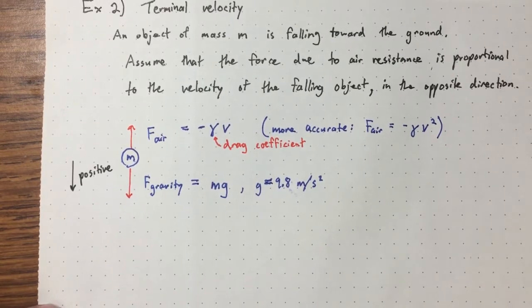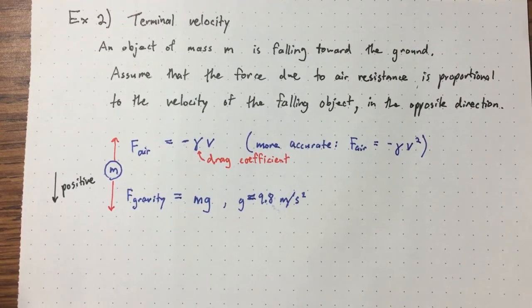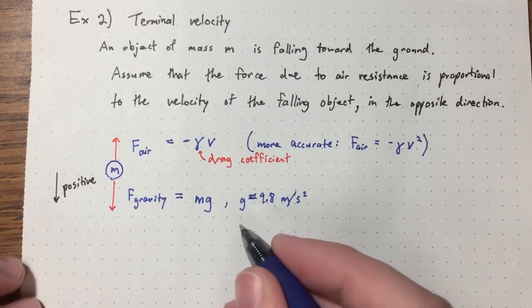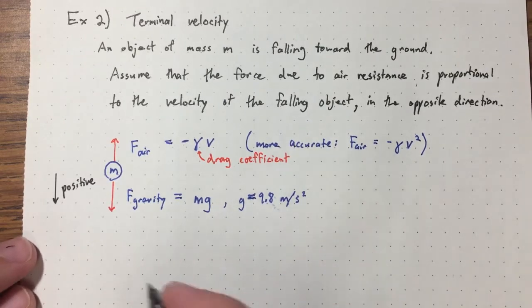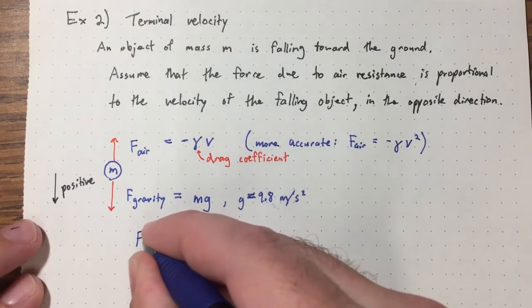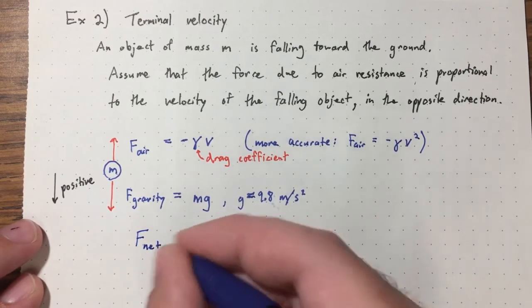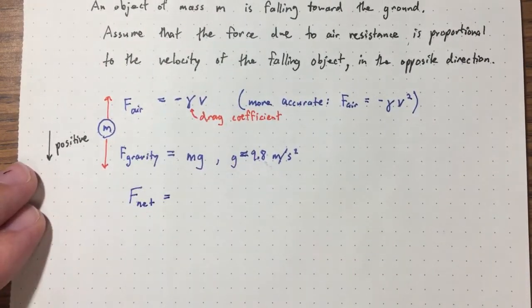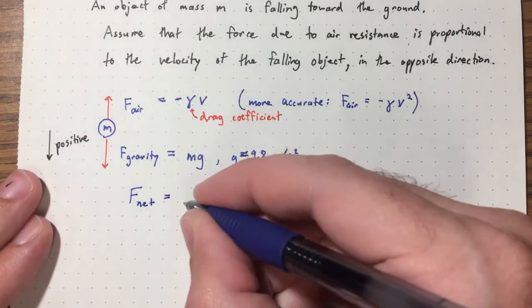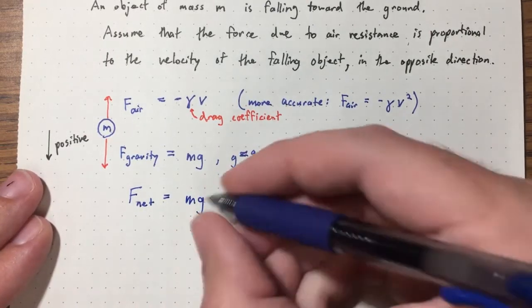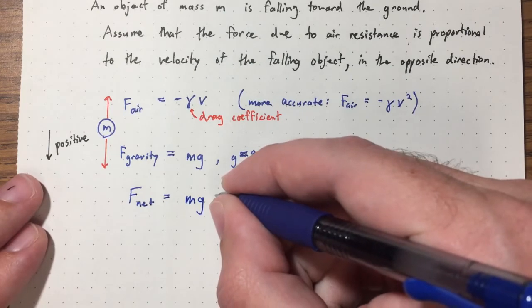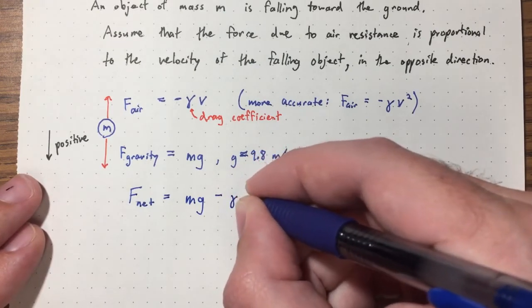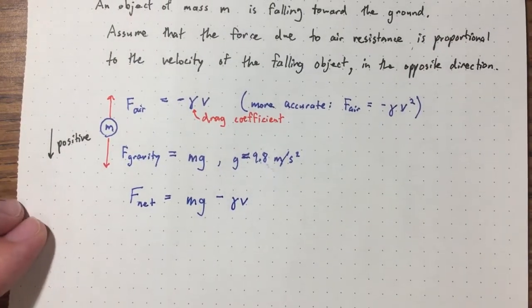So let's now write a differential equation. So where's the differential equation going to come from? It's going to come from Newton's second law. But before I apply Newton's second law, I'm just going to write what the net force is on this object. So we're going to add both of these forces together. So the net force will be the force due to gravity, mg, plus the force due to air resistance, which is minus gamma v. Right?